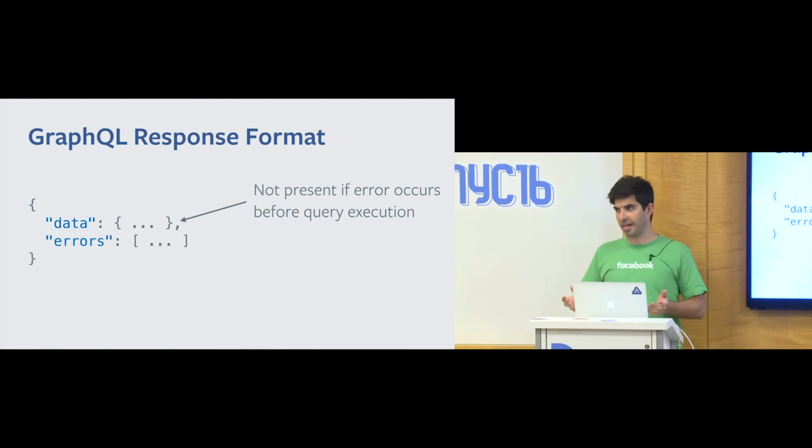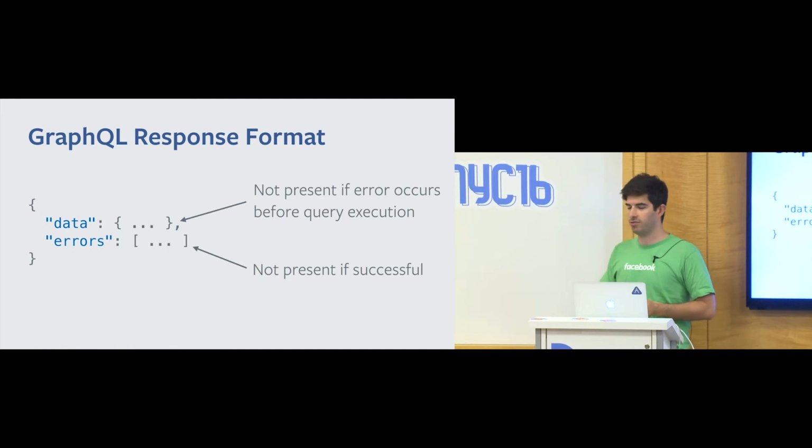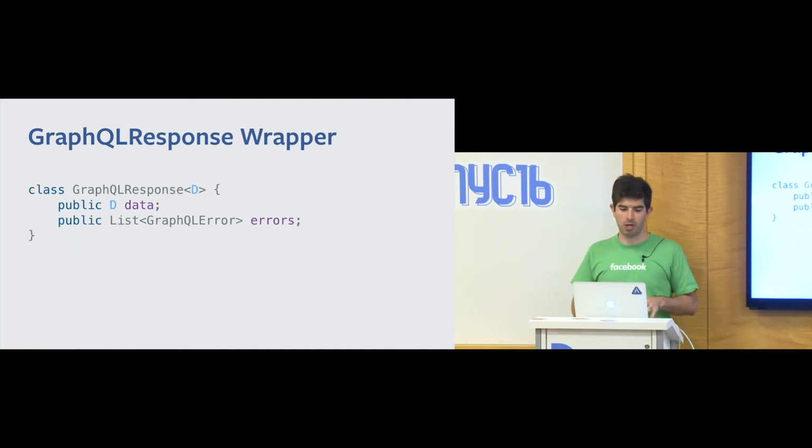If it does unpack it completely and starts to execute the query but can't get all of it, you might have some data or not, it kind of depends. And then the list of errors is just omitted if everything's successful. That doesn't matter too much, except I have a GraphQLResponse class that's like a wrapper. Just make sure when you configure your favorite JSON parser, like Jackson, those kind of things, that it can handle null here and those optional cases I mentioned.